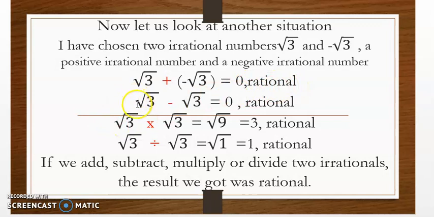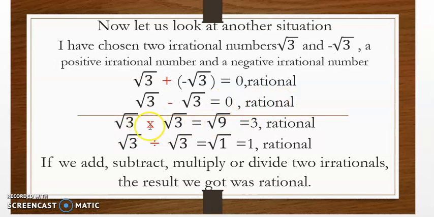Okay, now if I take root 3 and I subtract another irrational number, root 3, instead of using two different irrational numbers, I can use the same irrational number. So I'm choosing root 3 in both cases. When I subtract them, I get the answer as 0, which is again a rational number.